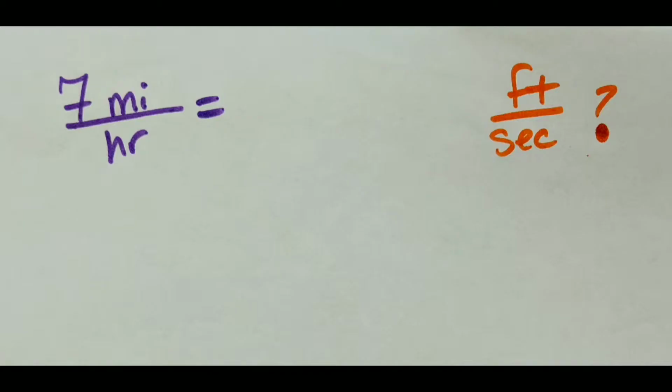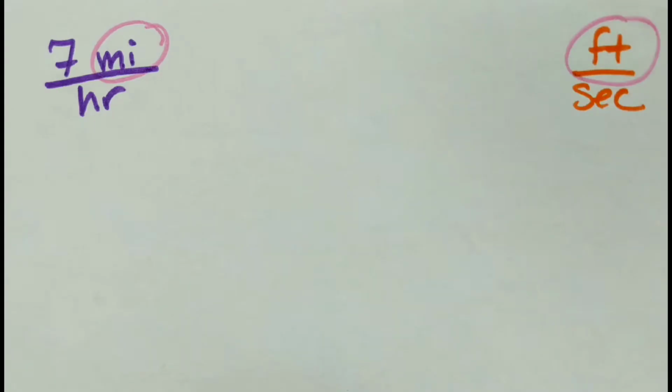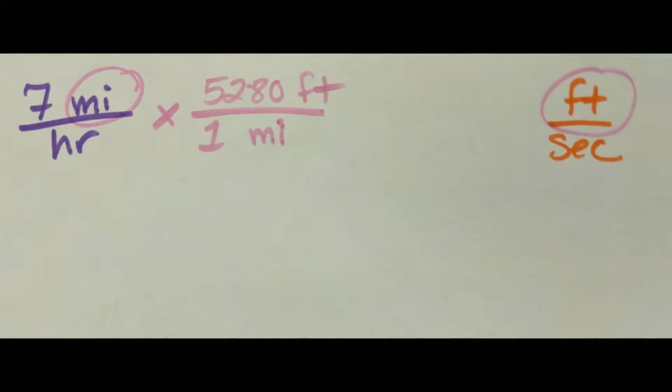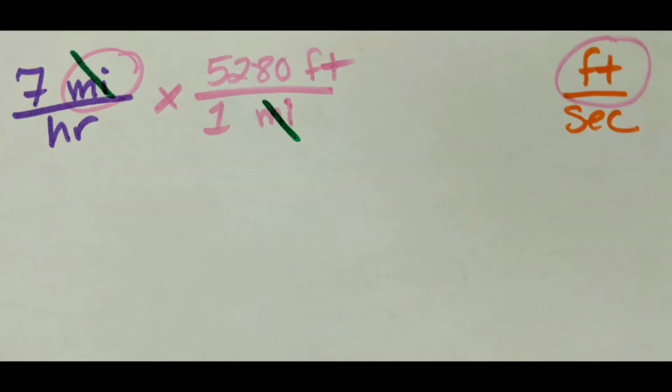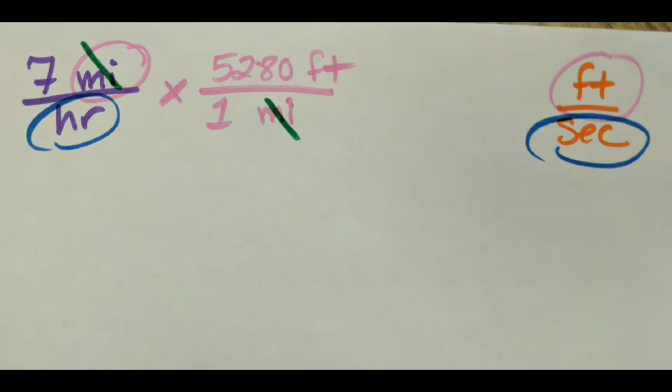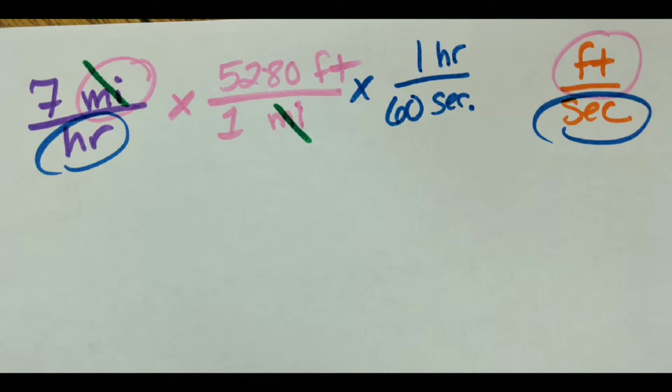In this example, I'm trying to convert miles to feet. So in order to get rid of the miles, I'm going to multiply by the unit conversion factor, 5280 feet per mile. And now that I have miles in both the numerator and the denominator, those cancel out and just leave me with feet, which is what I want. I'm then also going to multiply by the second conversion, which converts hours to seconds.